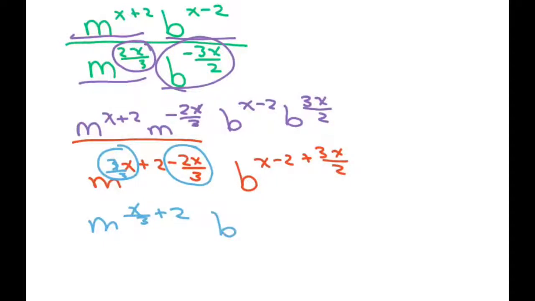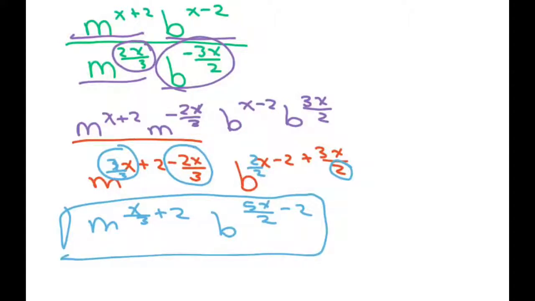And then this one is the same thing. We have a 2 in the denominator, so I'm going to write this as 2 over 2. So it's going to be 5x over 2 minus 2. And I wrote that way too big. This should be really little because this is a power, so minus little 2. And that is your final answer. Thank you.